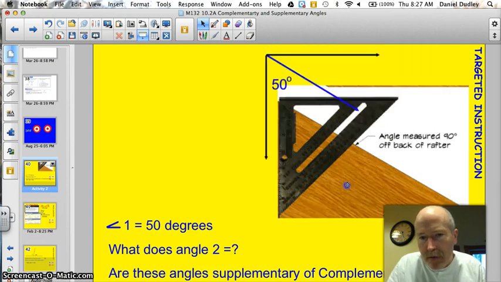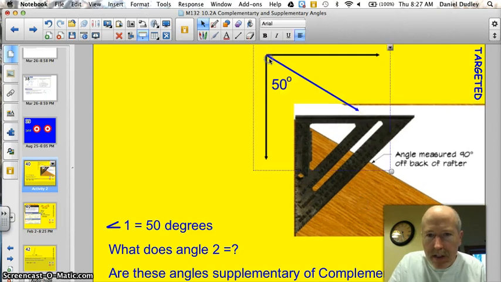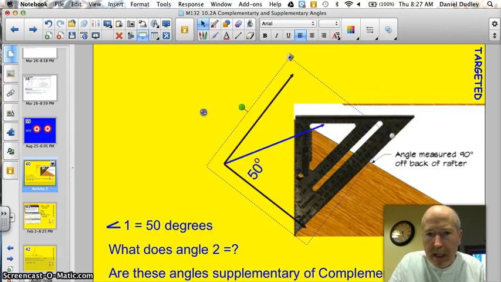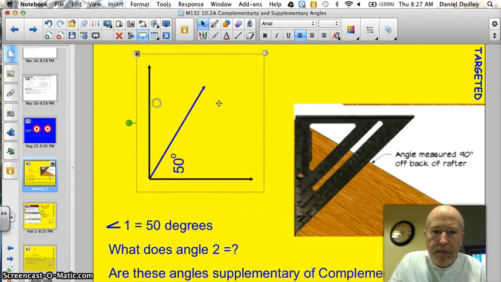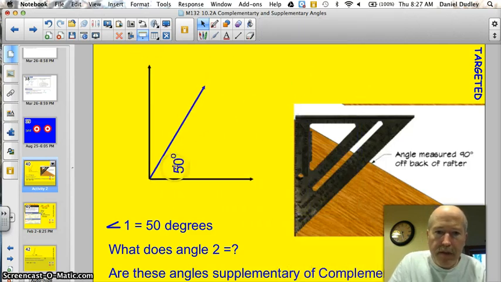Well, let me just remove the picture for a second. I created this as a regular graphic too, so I could move it around. You could see what is going on. So I'm going to flip it like this, and I think it'll become easier for you. Does that make it easier? This is 50 degrees. What is that angle going to be?